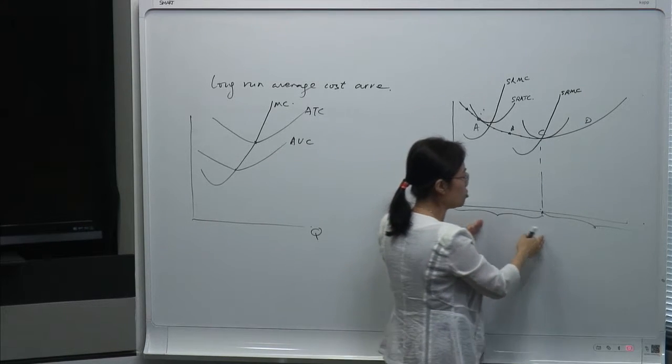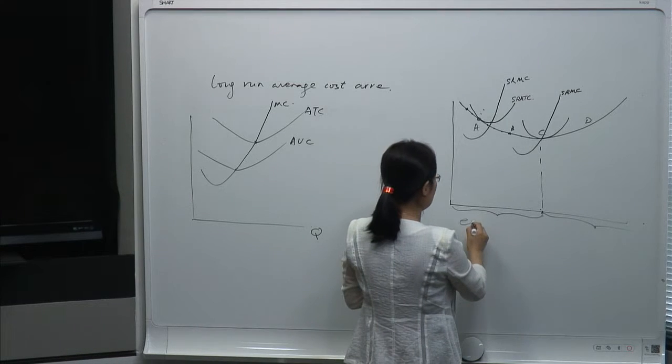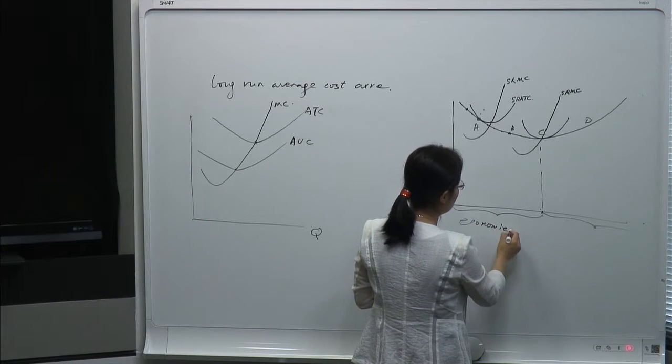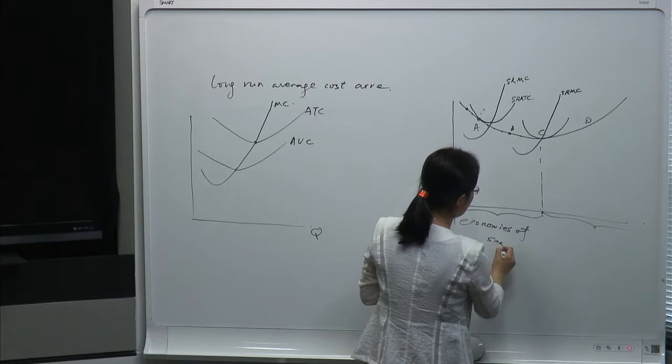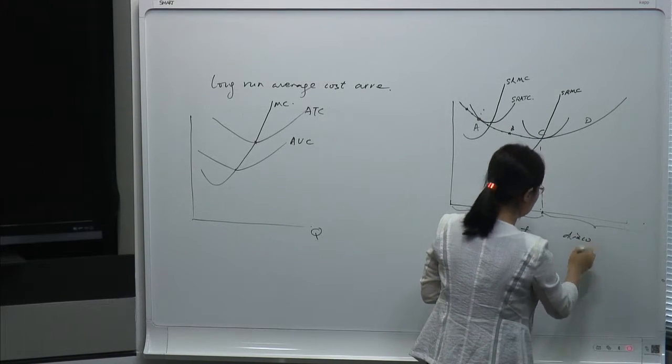So we give a name to these two different stages. We call this economies of scale, and this stage is called diseconomies of scale.